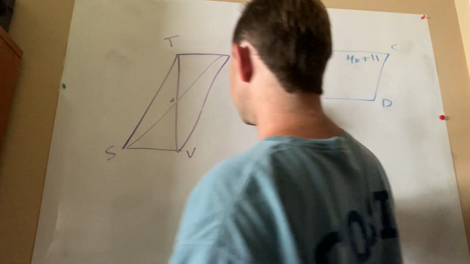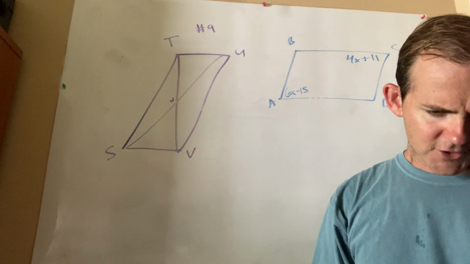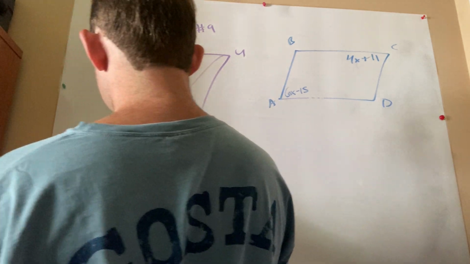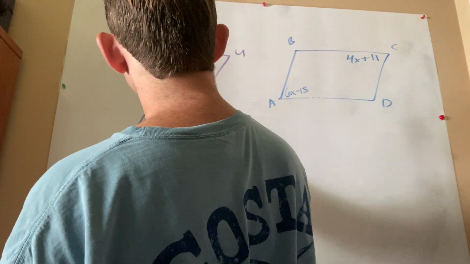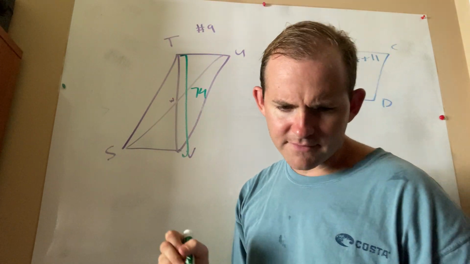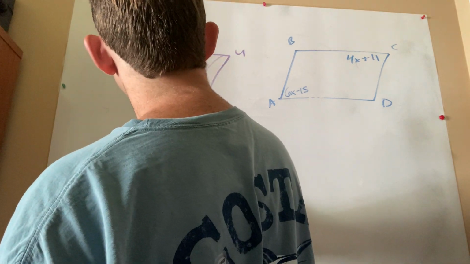The first one we're going to do is example number 9. Now, example 9 gives us two pieces of information. They tell me that this whole thing, let me use a different color here, TV is 74, right? And then they give me that WV is 4x plus 1. So this piece of it is 4x plus 1.